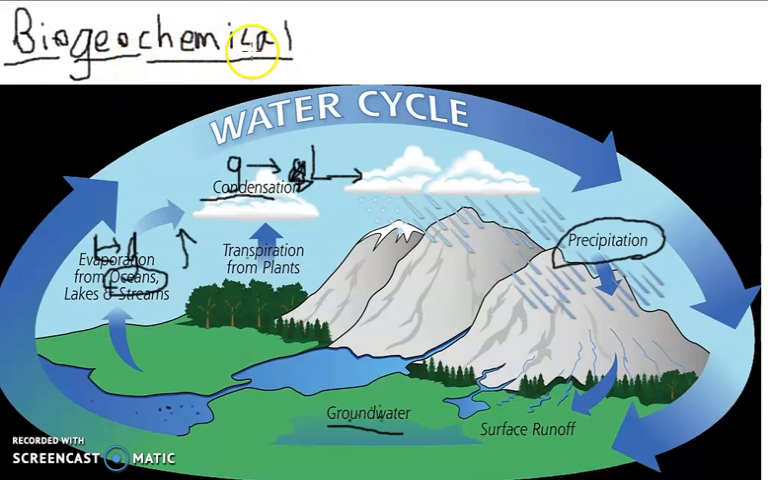I can talk about some more biogeochemical cycles such as the carbon, phosphorus and nitrogen cycle in future videos, but just remember these key steps: evaporation, condensation, precipitation and runoff, and you guys should be fine.